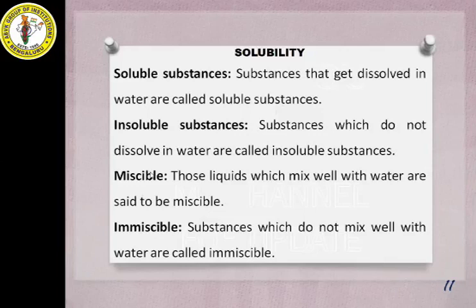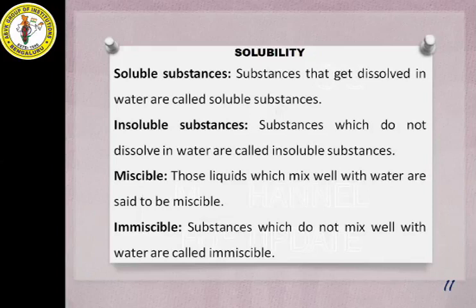Next we have miscible and immiscible. See, don't get confused. Soluble, insoluble is different. Miscible, immiscible is different. Miscible substances are those liquids which mix well with water. For example, take water and vinegar, water and lemon juice, water and alcohol. So these are the substances which mix with water well. After mixing, you can't differentiate. So those liquids are called miscible liquids.